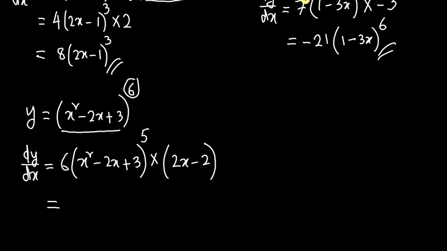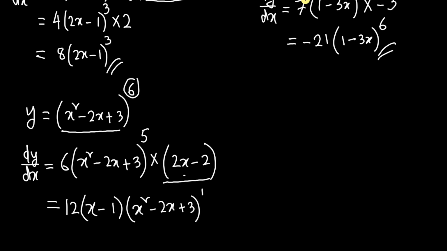We can write it: from the second part we can take 2 common, and 6 into 2 is 12. Then the remaining part is x minus 1, and the final part is x square minus 2x plus 3 to the power 5. So from 2x minus 2, if I take 2 common, the remaining part is x minus 1, and this 2 and 6 makes 12. So this is our answer of that expression. Hope that one is clear.